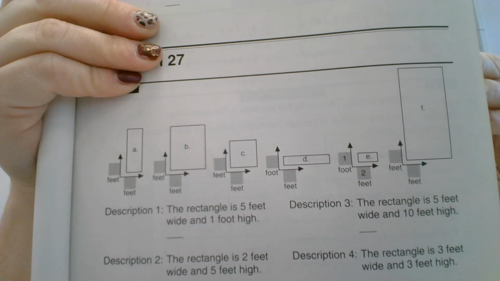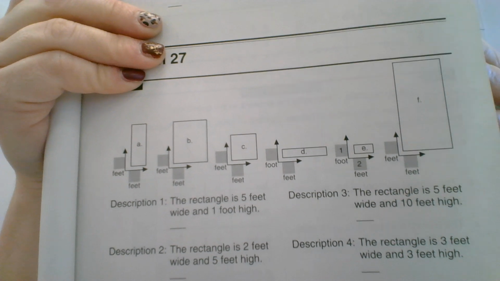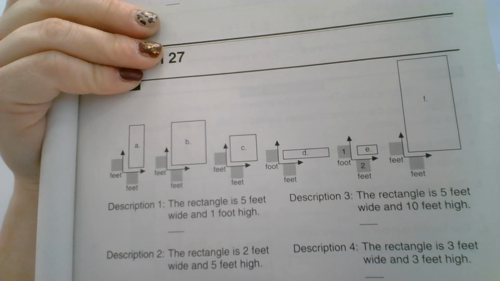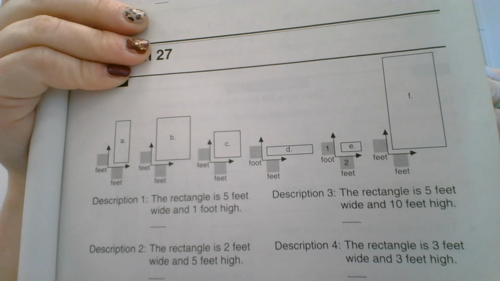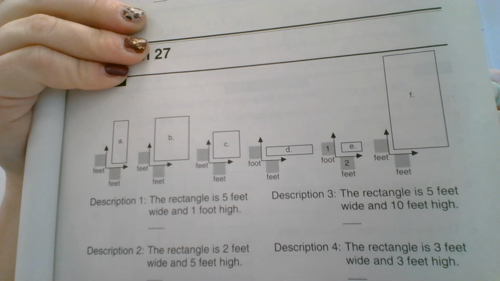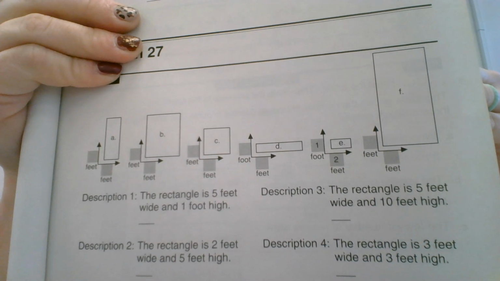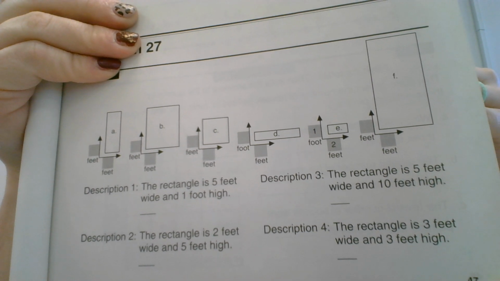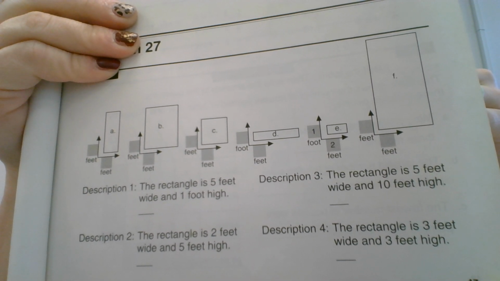That rectangle is 1 foot high and 2 feet wide. You can see that one other rectangle is just as high as E. Which rectangle is that? D. One rectangle is just as wide as E. Which rectangle is that? A. Description 1. The rectangle is 5 feet wide and 1 foot high.